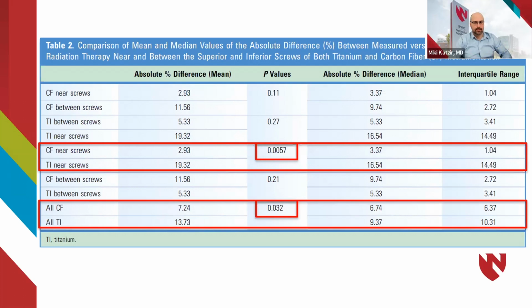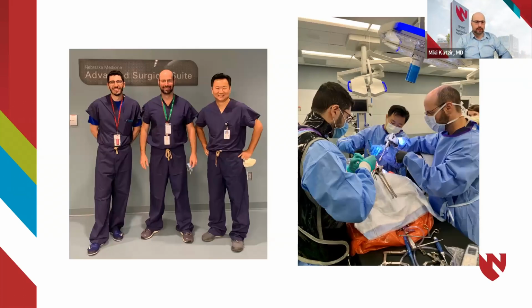The p-value is significant for the near the screws group and the sum group. It means that if you have a titanium screw, the area around it has a much higher uncertainty and unreliability, and near the screw means about 1 centimeter.